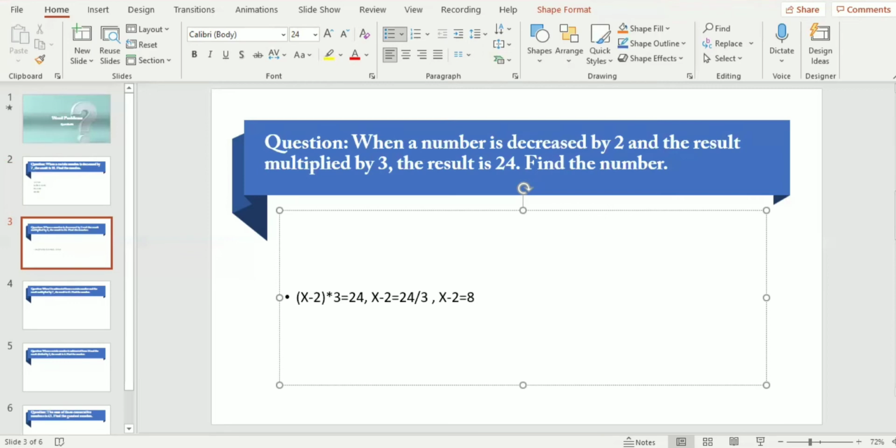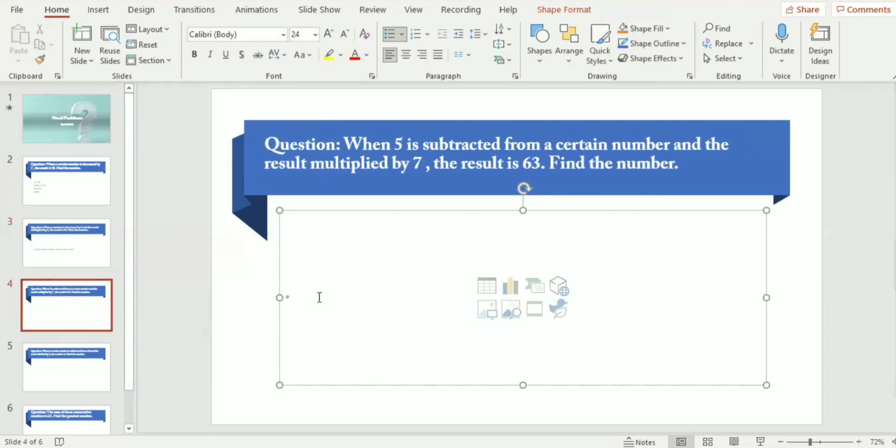Now we simply take this 2 to the other side and we have x is equal to 8 plus 2. And our final answer is x is equal to 10. So 10 was our number, which we had to find out in the question.